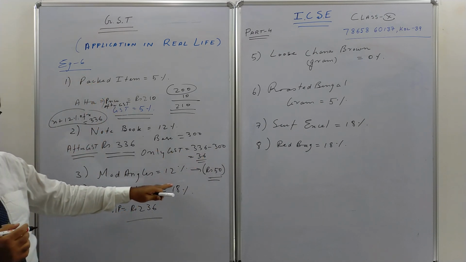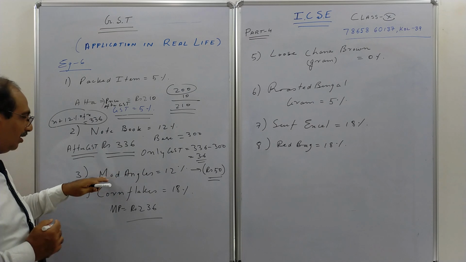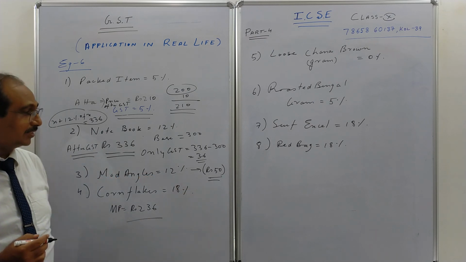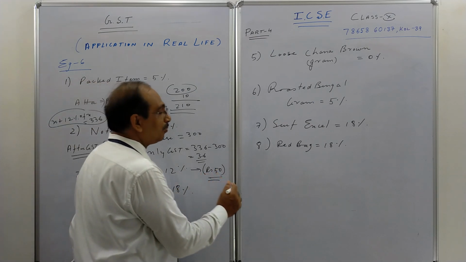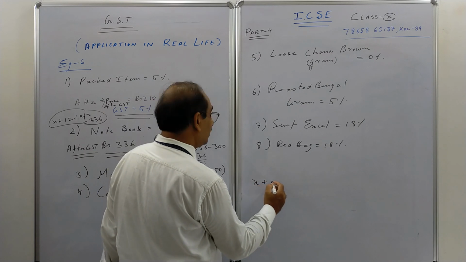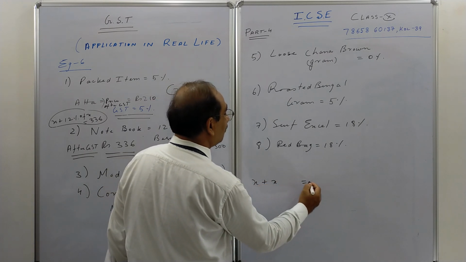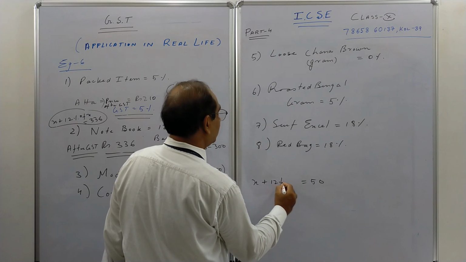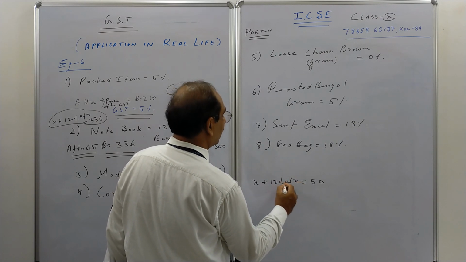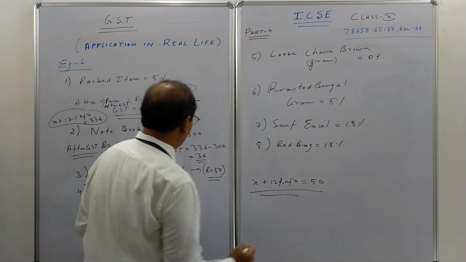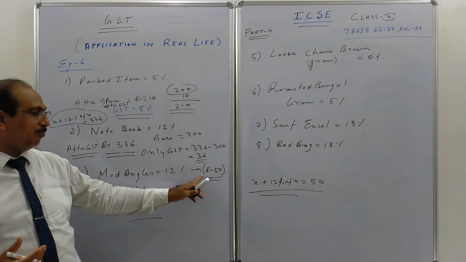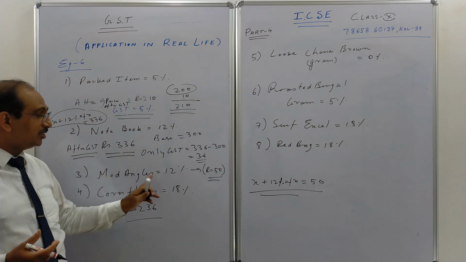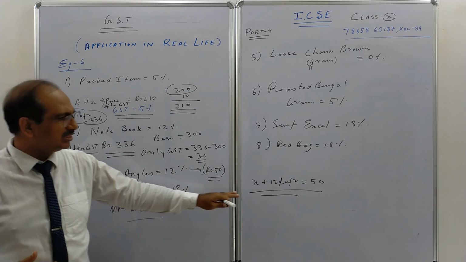Next is Mad Angles. I think all Lay's and Kurkure are 12% tax. Suppose they say the final price you pay is 50 rupees. So what is the base price of Mad Angles? X plus 12% of X. Use a calculator and find this. So Mad Angles big, a 130 gram packet is 50 rupees, which includes 12% GST. They generally don't tell you.